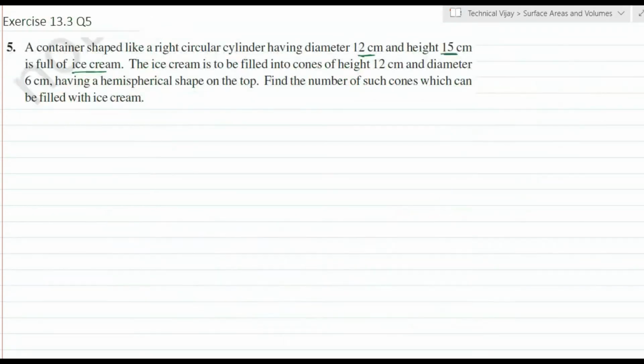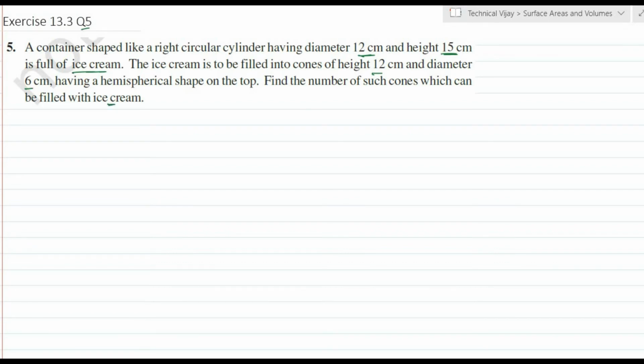Okay, so exercise 13.3, question number 5. A container shaped like a right circular cylinder having diameter 12 cm and height 15 cm is full of ice cream. The ice cream is to be filled into cones of height 12 cm and diameter 6 cm, having a hemispherical shape on the top. Find the number of such cones which can be filled with ice cream.